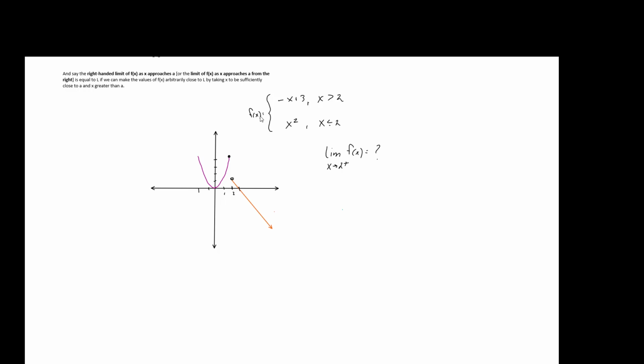What if we were asked to find the limit of the function as x approached 2 from the right? Well, if we trace the function towards 2 from the right, you can see that we get closer and closer to this value right here. What is that value? Well, it's governed by negative x plus 3, so if we substitute 2 into the equation, we get 1. So the limit of f of x as x approaches 2 from the right is equal to 1.